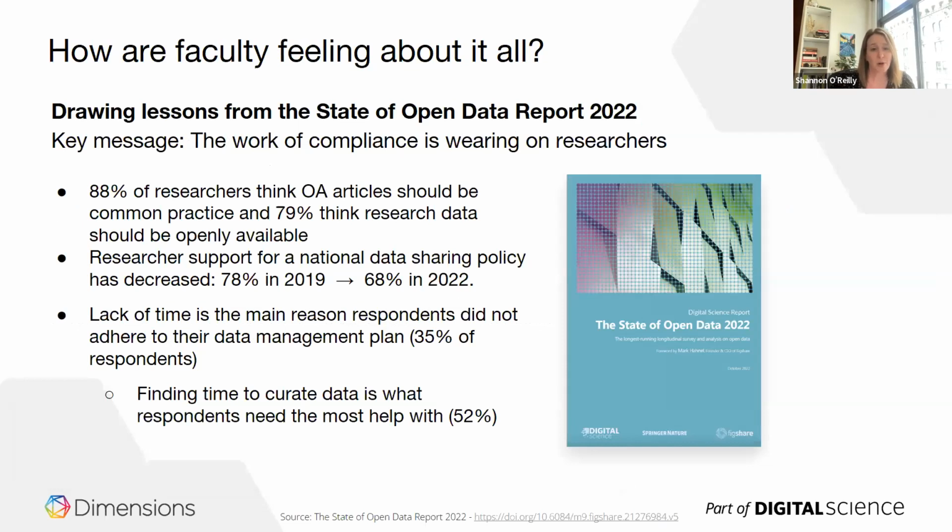Faculty are also, for the most part, responding positively to the shift towards open data and open research, although with some concerns. 88% of researchers think OA articles should be common practice, and 79% think research data should be openly available. And this is coming from the State of Open Data 2022 report, co-authored by our partners at Figshare. There is this concern around the lack of time when it comes to compliance to data management plans. So there is still work to be done in terms of building an infrastructure to support researchers.